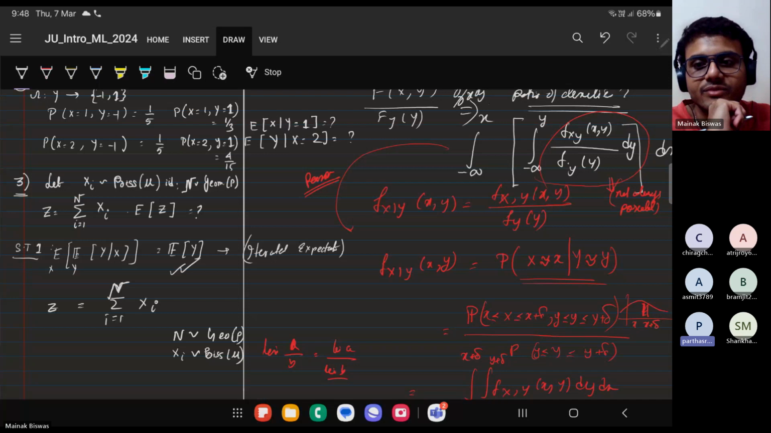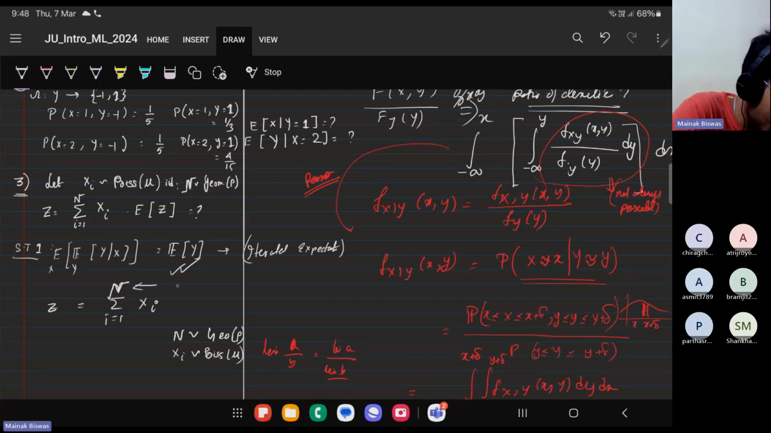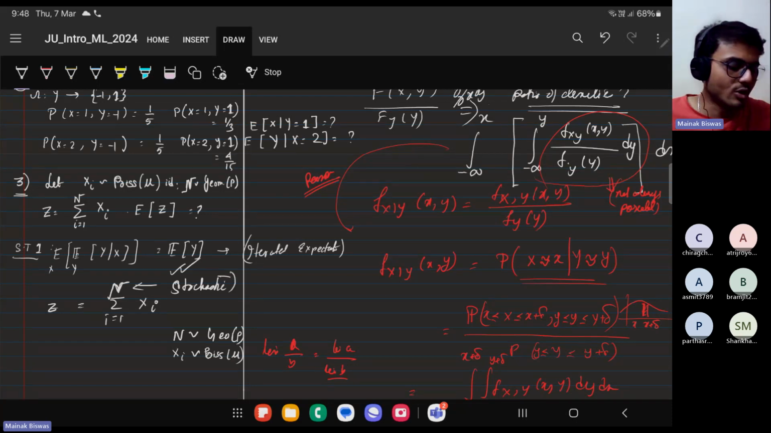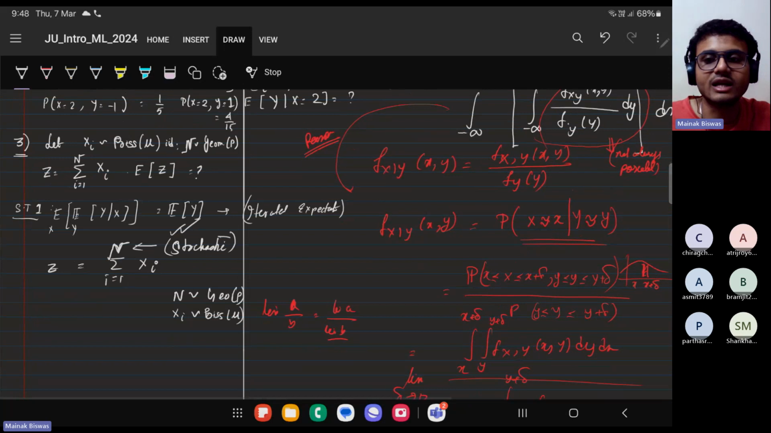Is it okay? Understood. So this n is a stochastic thing. It's not known to me. So if it is not known to me, what will I do? I'm gone. I cannot do any expectation, any linearity I cannot use.